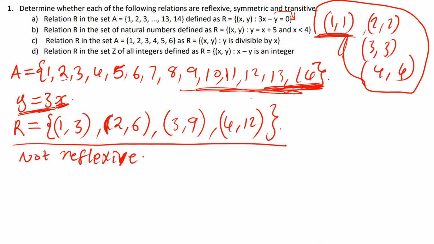And let us see if this relation is symmetric. If you check, we have (1, 3). Do we have (3, 1)? The answer is no. We have (2, 6). Do we have (6, 2)? No. We have (3, 9). Do we have (9, 3)? No. We have (4, 12). Do we have (12, 4)? No. And this tells us that this relation is also not symmetric.